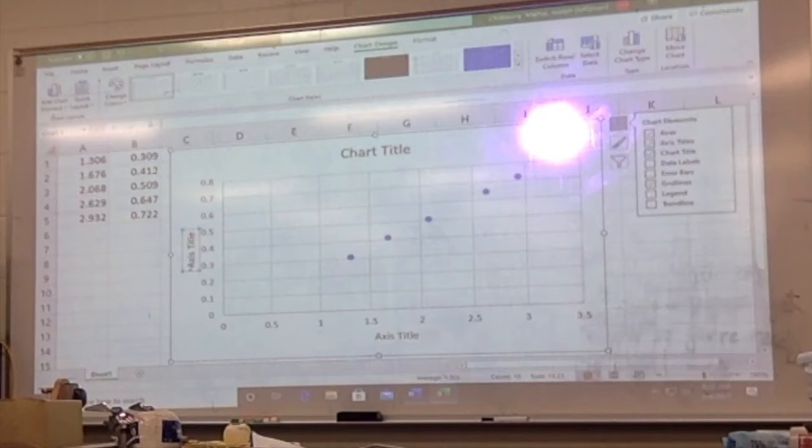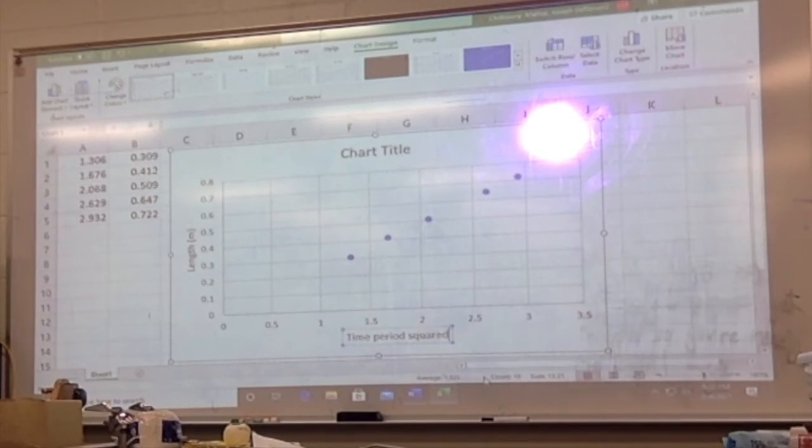Now, axis title. Click on the axis title and then type in what the axis is. Length, and within brackets meters. And then this axis is your horizontal, like x-axis, which is time squared, time to the power of 2, or time period squared. And within brackets, second squared. Okay. So we got the chart title. Click on the chart title, and then type it in. Simple pendulum. That's all good.